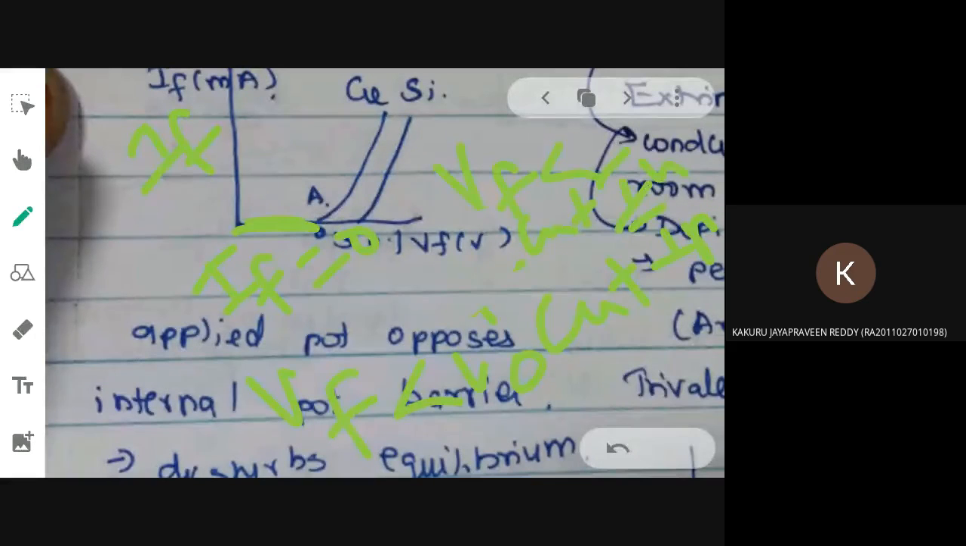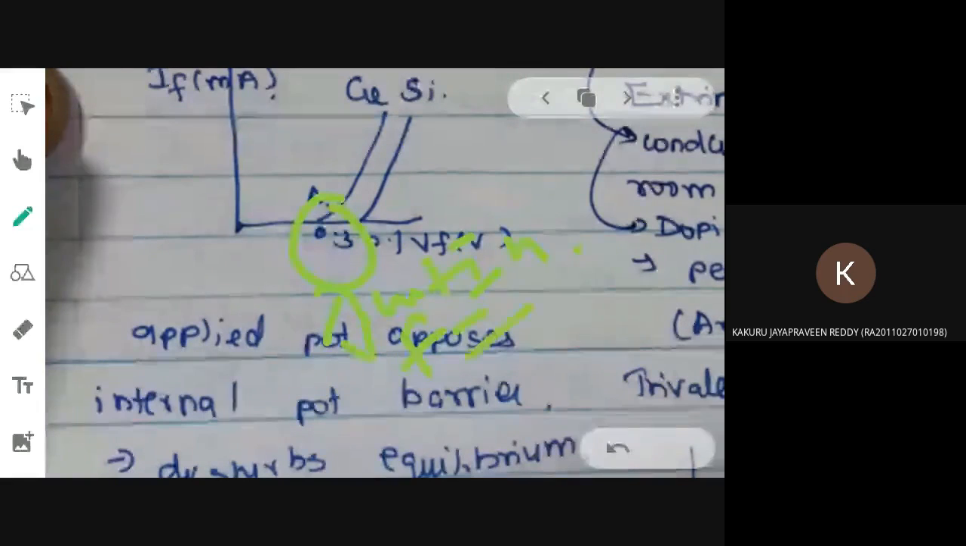Suppose it is a germanium diode, then 0.3 is your cut-in value. So when Vf becomes equal to that cut-in value, 0.3, what happens to the current? Current will start to flow. Yes, this diode starts to conduct.